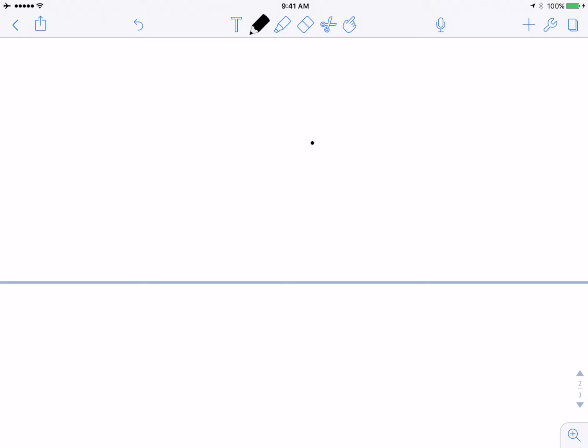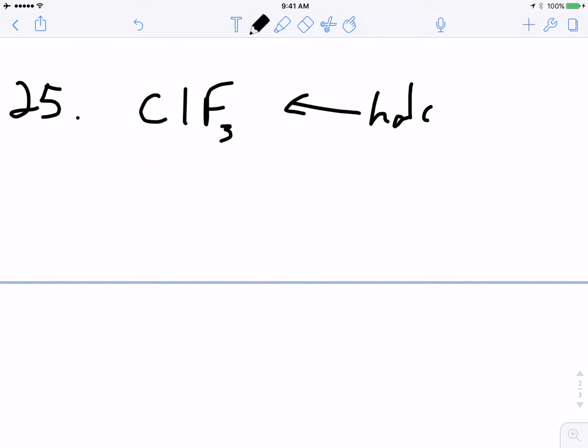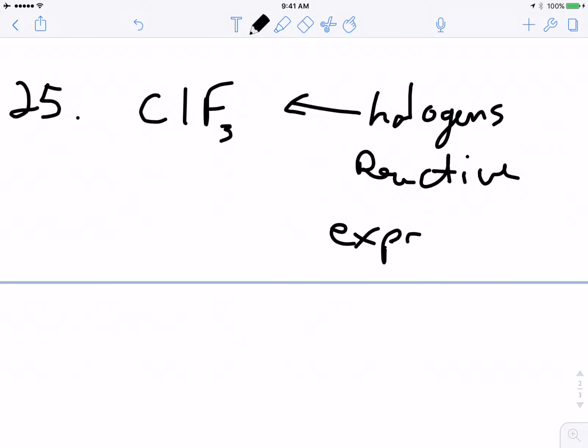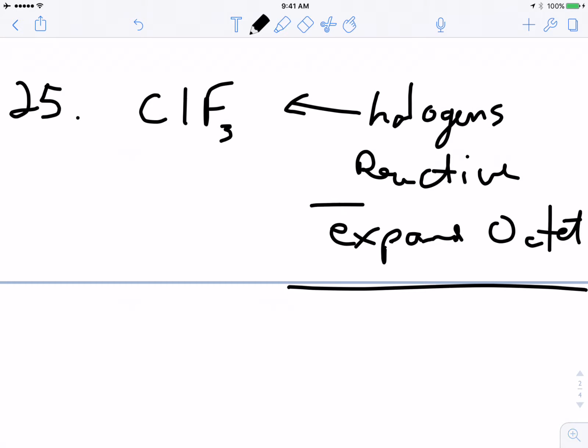Let's see, 25. What is the Lewis structure of CF3? So when we refer to these geometries, we always want to check the Lewis structure. That will guide us through what we're trying to find. But we need to remember something. These are halogens. That last column before the noble gases, which means they're super reactive in all instances, and they will expand the octet. Gotta remember that. Halogens, reactive, and they expand the octet.